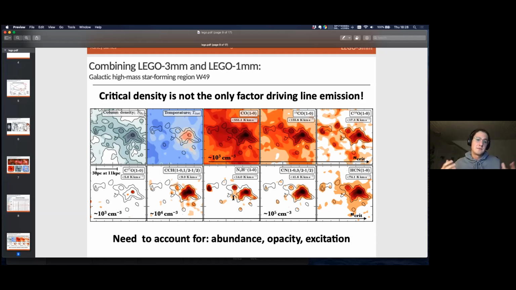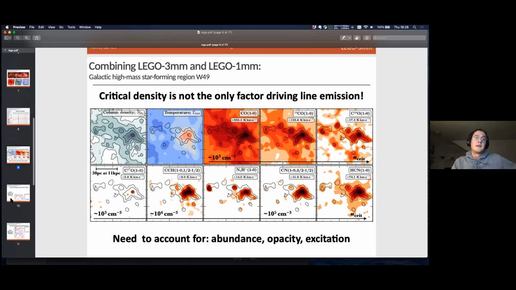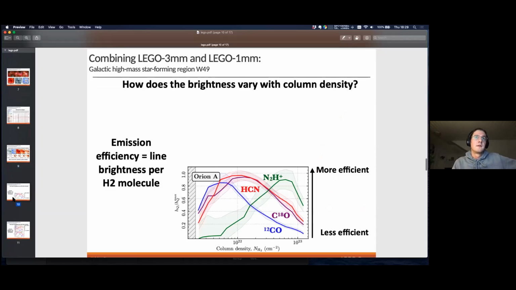So very simply, there are other things that are influencing it. It's not just an excitation effect, which is ultimately what the critical density is telling you, purely excitation. There's abundance, there's opacity, that are all driving the brightnesses and what these lines are essentially tracing. This is something very crucial, very simple, and I think within the literature you see these statements, and it's important to consider this.